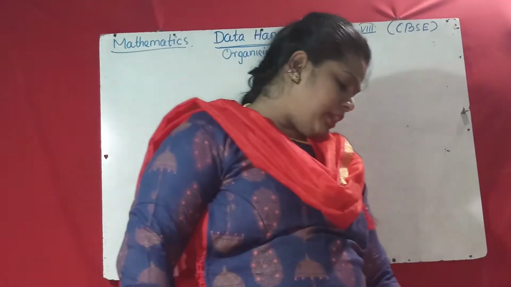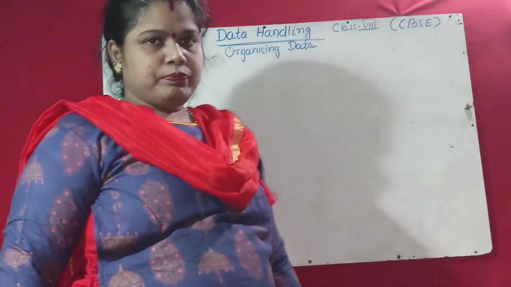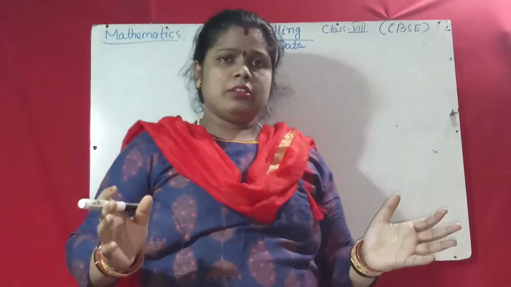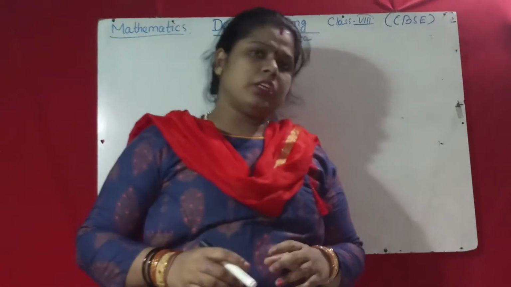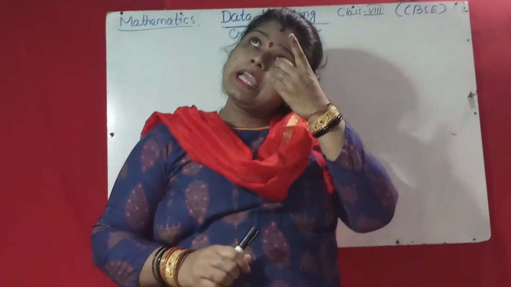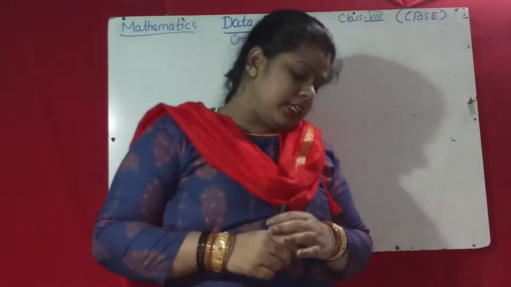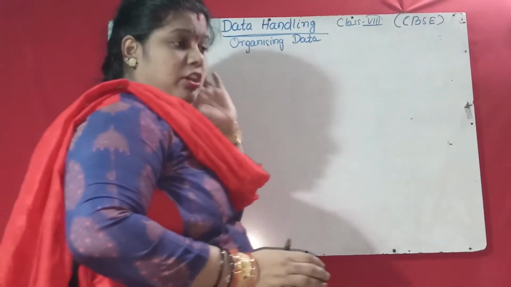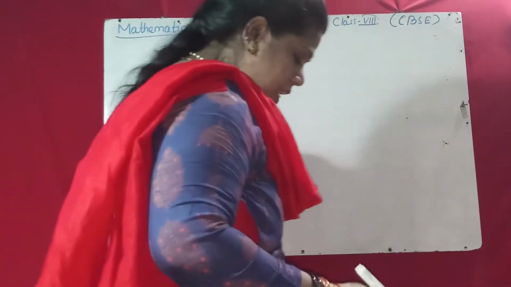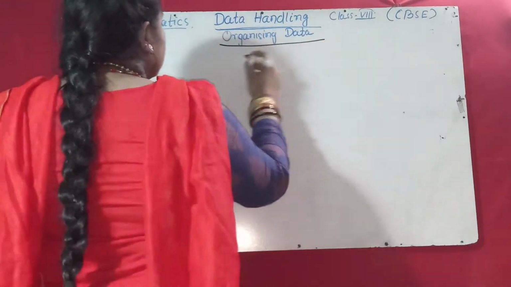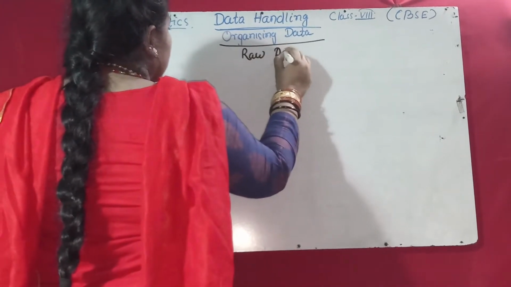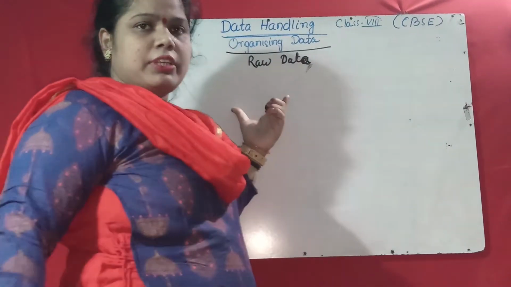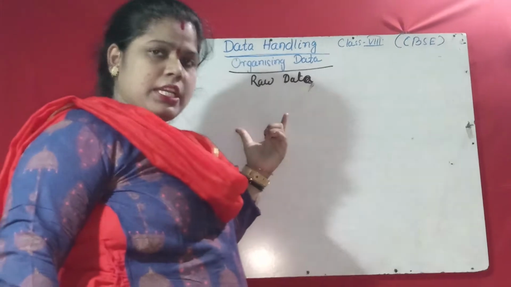Now we read organizing data without a graph. Sometimes data is given which is unorganized, or not organized, so you have to organize the data. Data which is not organized is called raw data. Simply, data that is just available is called raw data. So we have to organize the given data to get proper information.